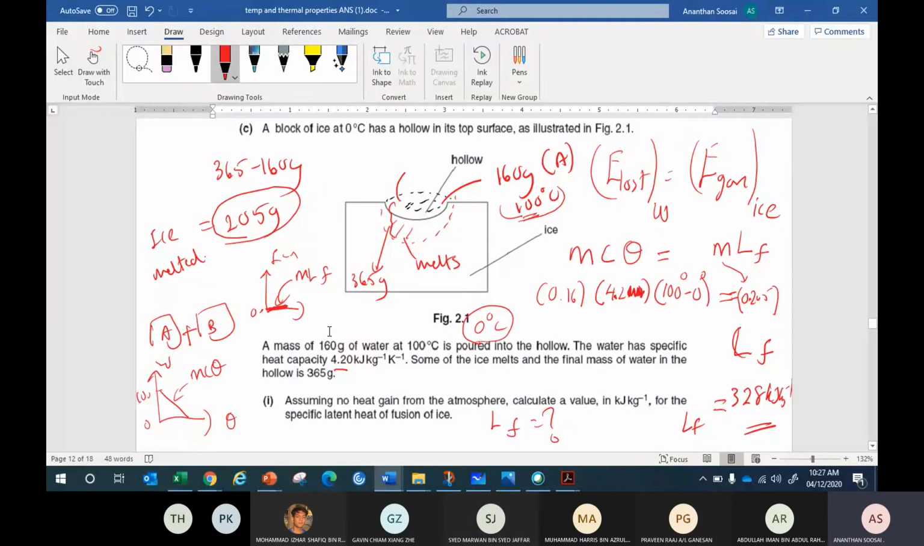Any questions from this example? Okay, you got the idea. This is very frequent; they'll ask like this: A in contact with B, what is the final temperature? Not always MC theta equals MC theta. That's what I'm trying to emphasize here. Sometimes latent heat can be involved. If you don't have questions, we can go to the next one. Hope you understand.